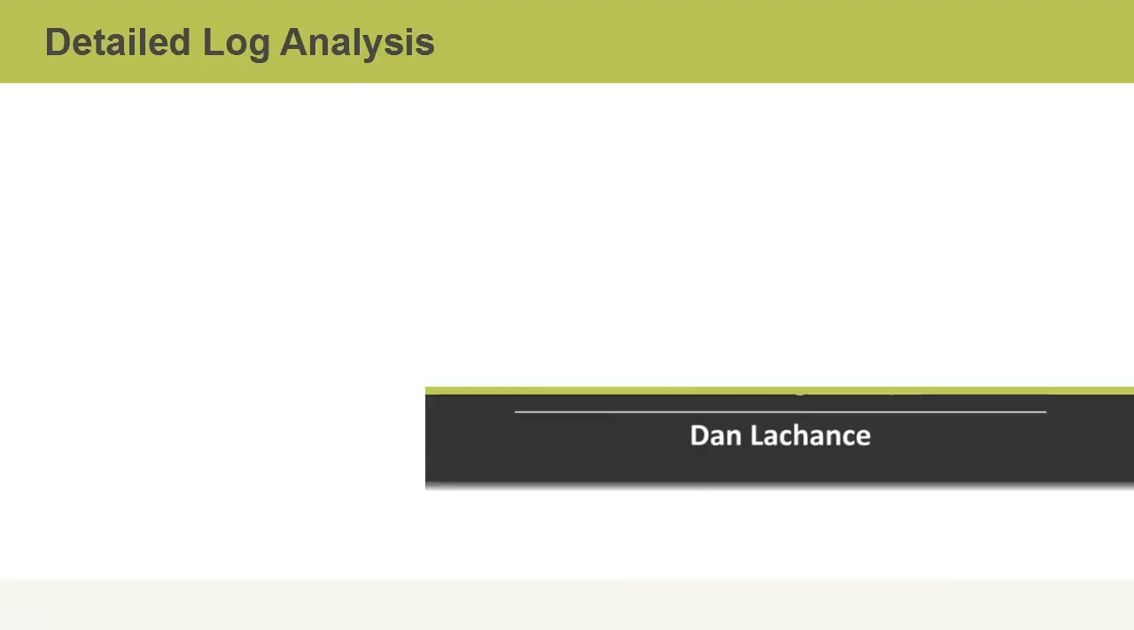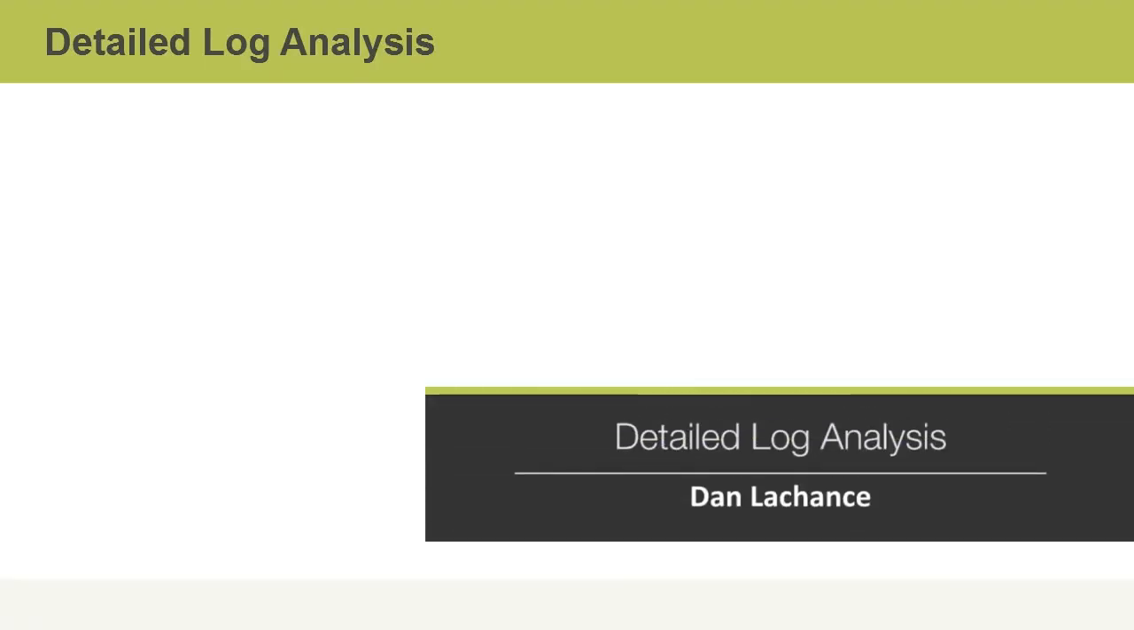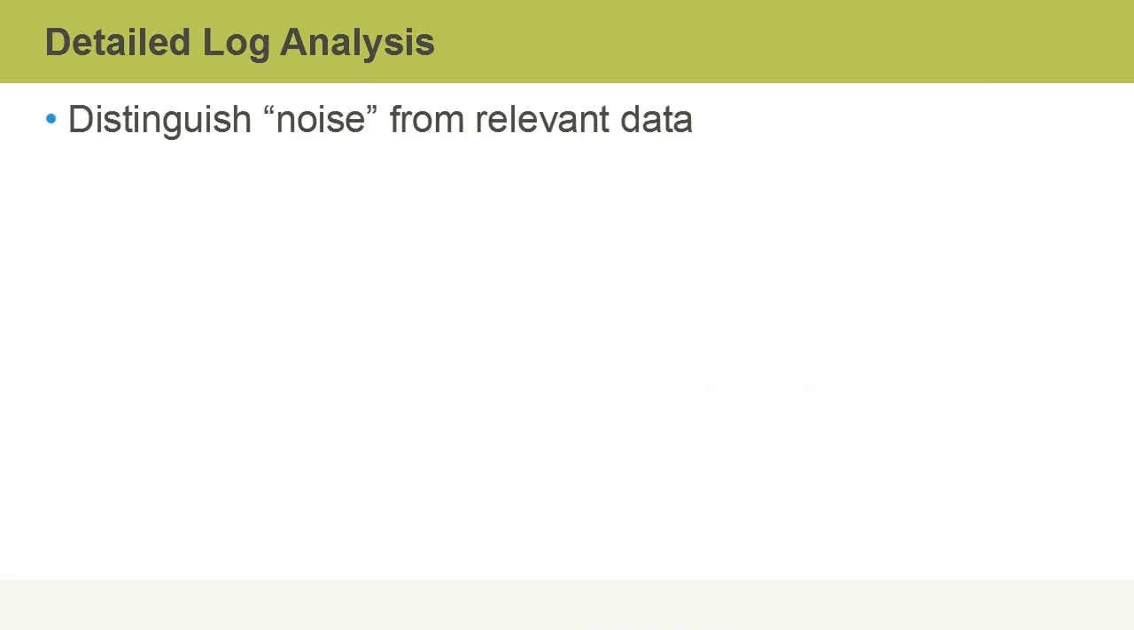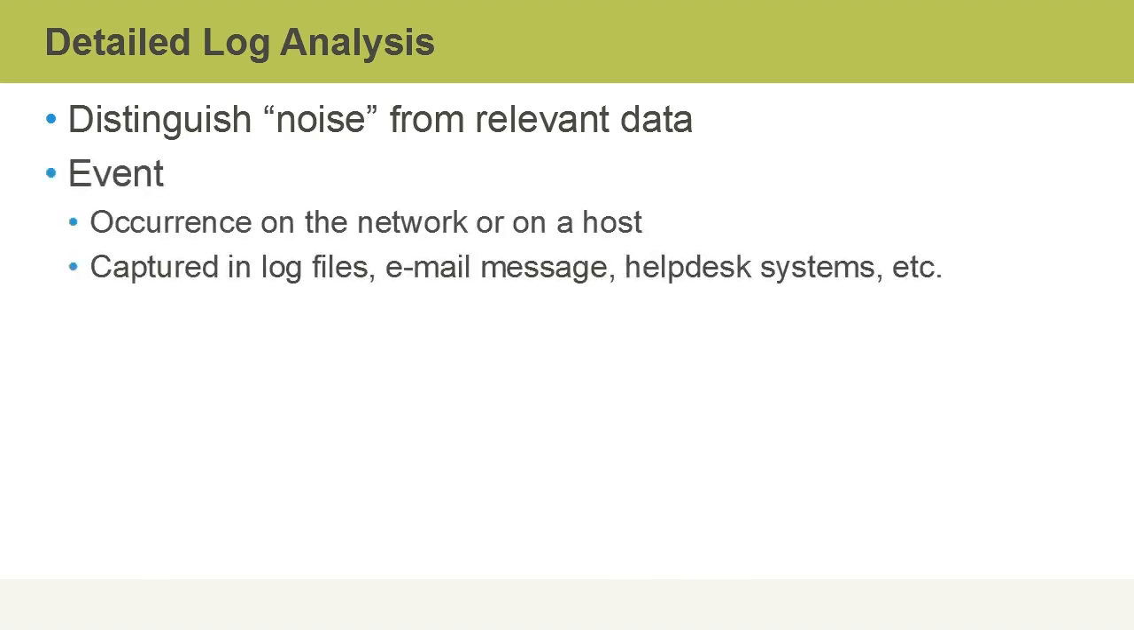In this video, we'll discuss how to do a detailed log analysis. A detailed log analysis lets you distinguish the noise from the various log sources from the actual relevant data that you're looking for. An event is an occurrence on the network or on a host. So in our context, we're really talking about an event being written into a log file, but an event might also be related to an email message or a help desk system and so on.